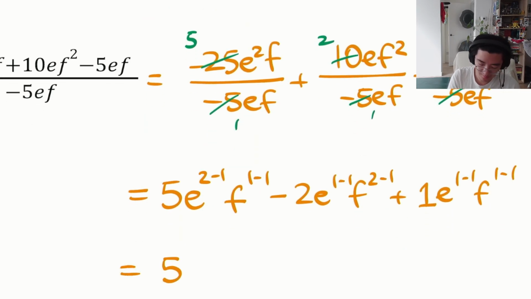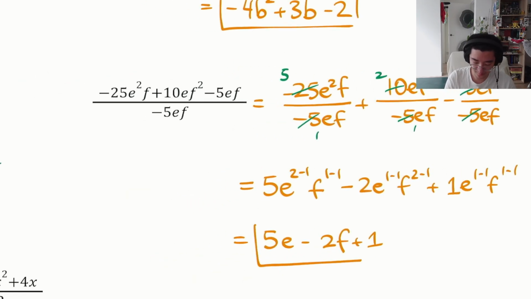Altogether, 5 to the power of just e. Or, oh my god, what am I talking about? 5 times e. And then negative 2 times f. And just plus 1. Right, anything to the power of 0 becomes 1.